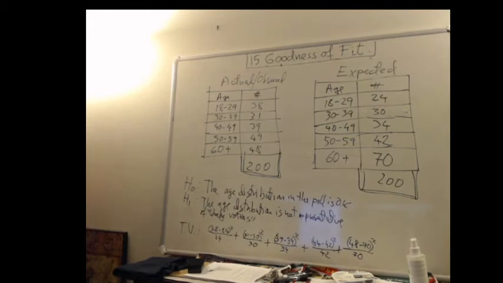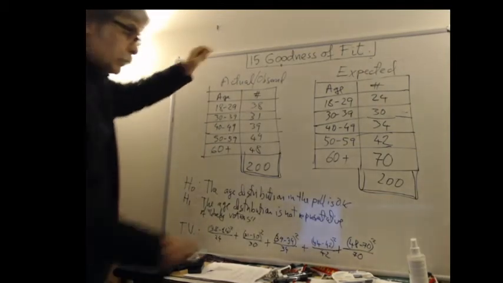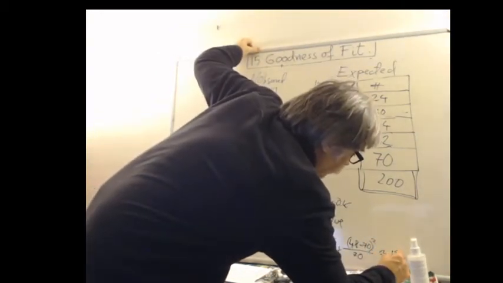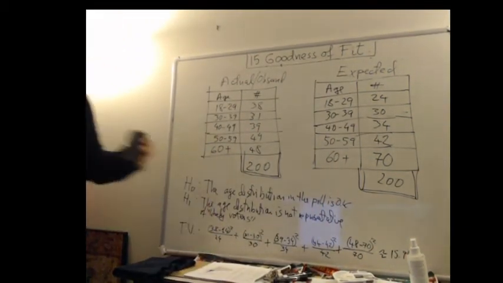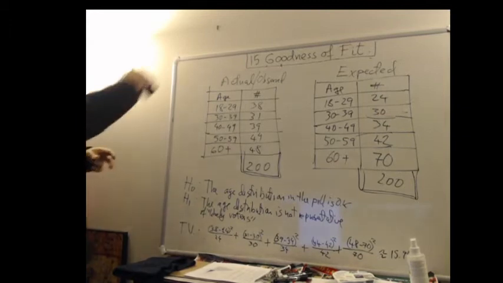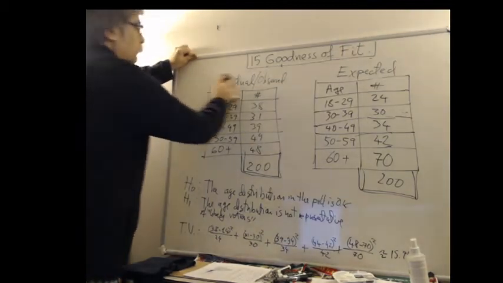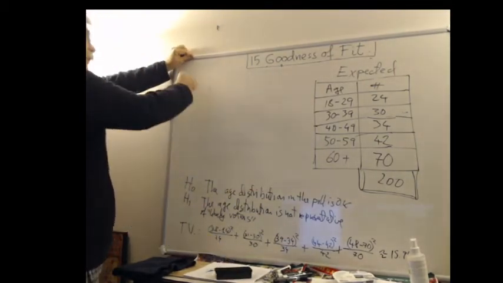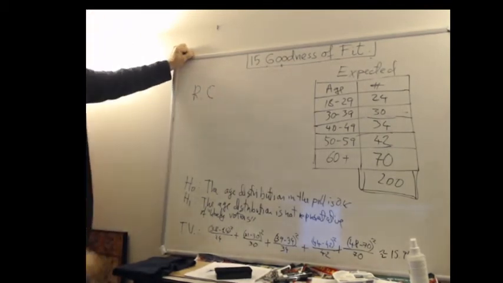All of that is a pretty lengthy calculation, but I got 15.94. So all of that is approximately 15.94. Okay, that's my test value. I don't have enough space, so I'm going to erase the actual here, because I need a rejection criterion here. The rejection criterion will be a chi-square random variable.